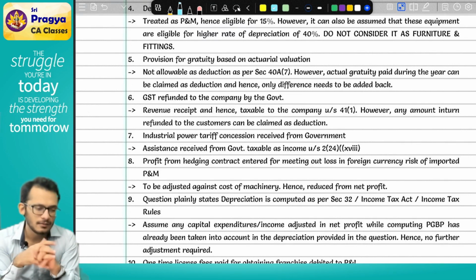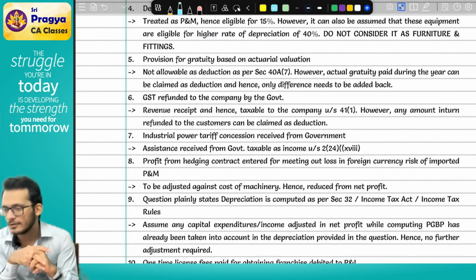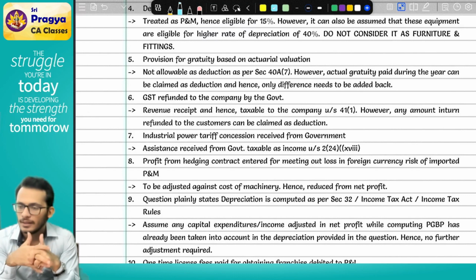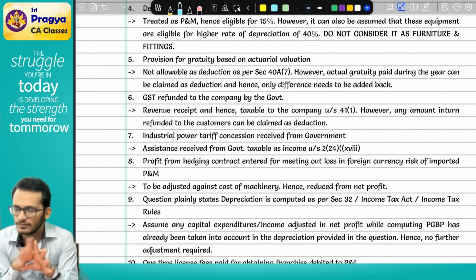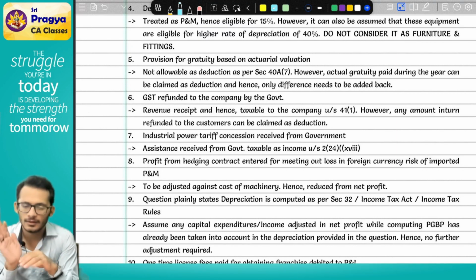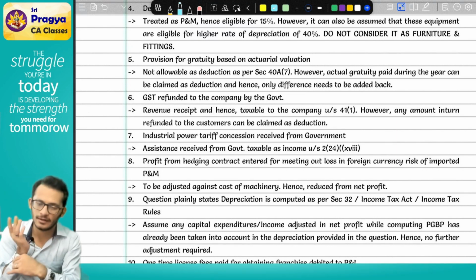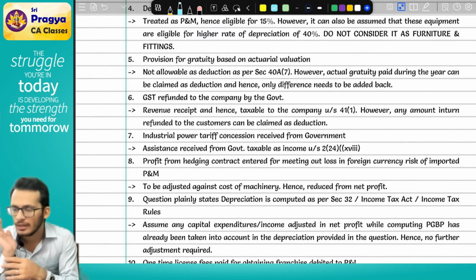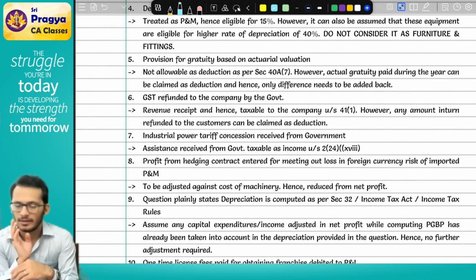Very good. Understand, don't put your head into it so much. Where did the money come from? Government. Why would government give you money? Because it is subsidy. So call it a subsidy and tax it. Don't get into what is industrial, what is tariff, what is concession, it doesn't matter to you. Money has come from government, it will be called a subsidy. Taxable, not taxable? Taxable. That's all is the answer. Straightforward, cut answer. Clear?